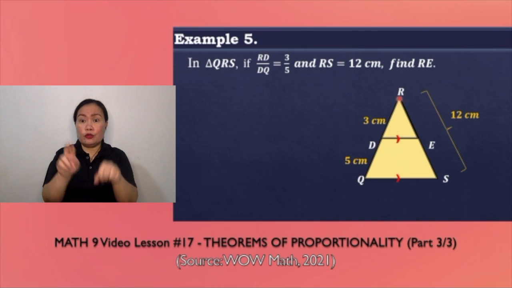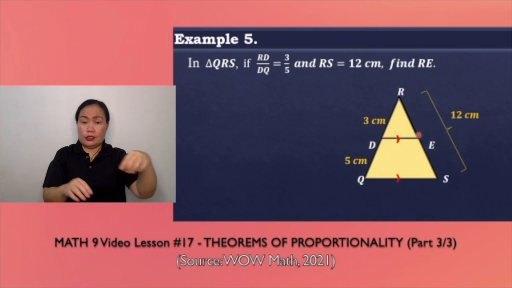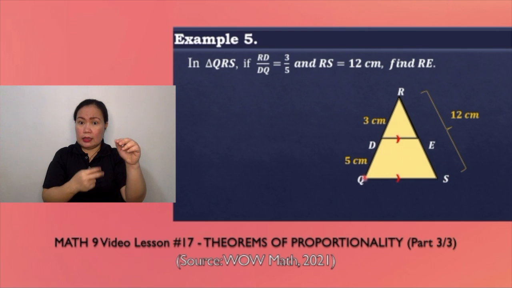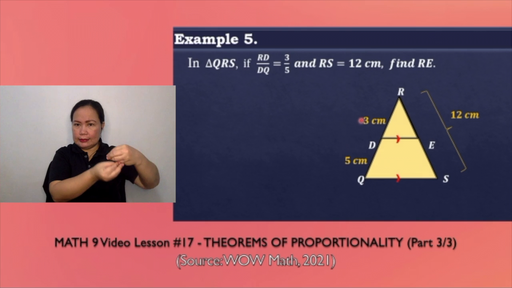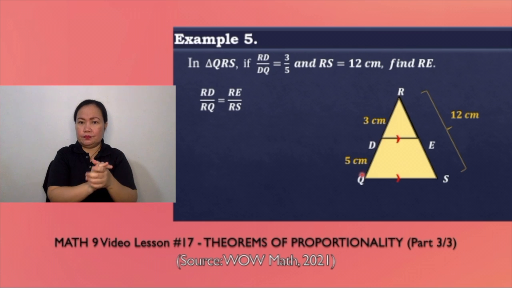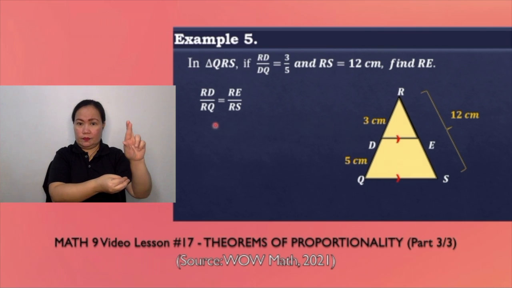So, pwede kong gamitin na RD over RQ is equal to RE over RS. Ma'am, given yung RD, yung RQ hindi given, tapos RE hindi rin given. So, dalawa rin po yung unknown doon, hindi po. Kasi ang RQ po ay pwede mong makuha. Paano? I-add po natin ito. Therefore, ang gagamitin ko ay RD over RQ is equal to RE over RS. Kasi ito ay given. Yung RQ natin, makukuha natin dahil pwede natin itong i-add. Okay? So, we have this proportion.